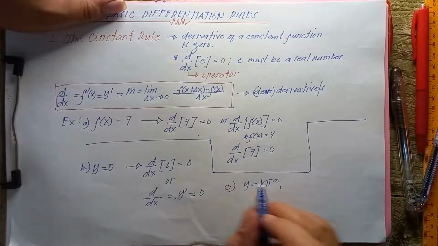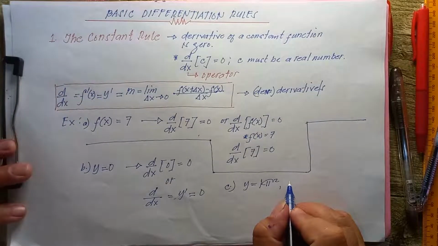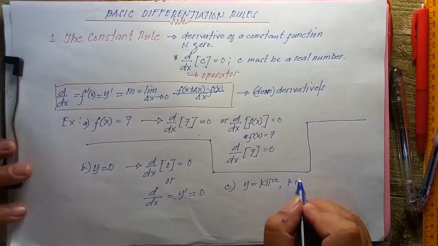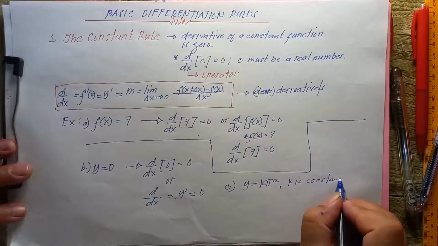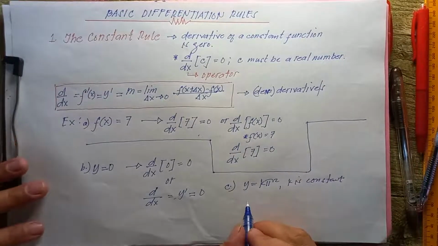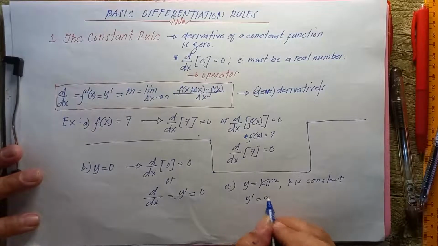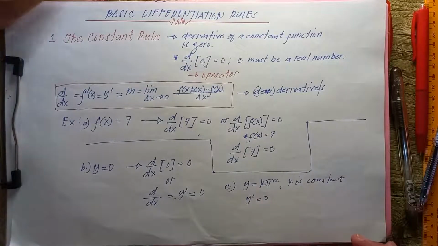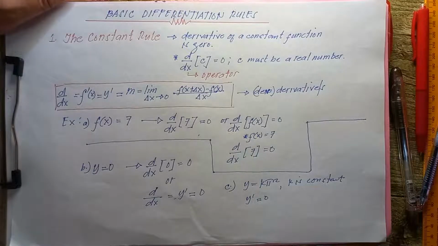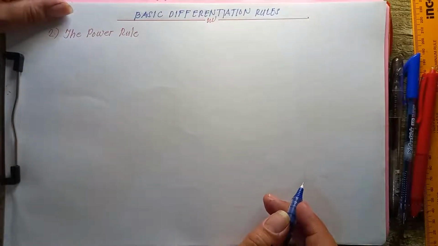Now remember, before we get the derivative, we have to define what k is. So if k is constant, then y prime, or the derivative, is still 0. Okay, still 0. So that is rule number 1, the constant rule. What about the next? We have in here number 2, the power rule.